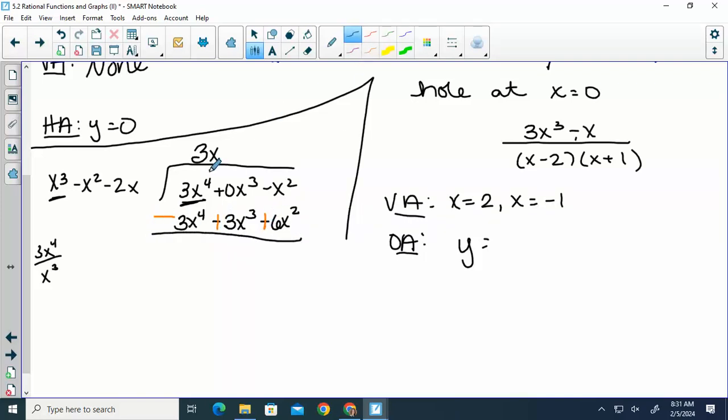So then 3x to the 4th and negative 3x to the 4th cancel. 0x cubed plus 3x cubed is 3x cubed. Negative x squared plus 6x squared is 5x squared. And this is really all we need, because we just need one more term. So we're back to the division step. What is 3x cubed divided by x cubed? 3. And that's all we need. Because we know the rest of it's just going to give us the remainder. We don't need the remainder. The asymptote is what our quotient is. So it's y equals 3x plus 3.